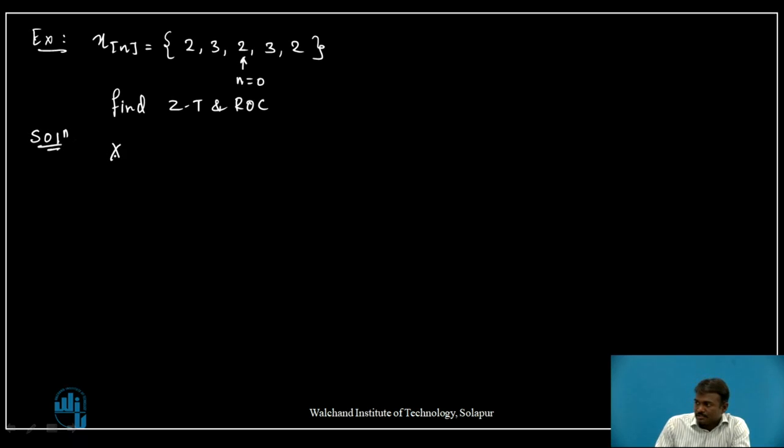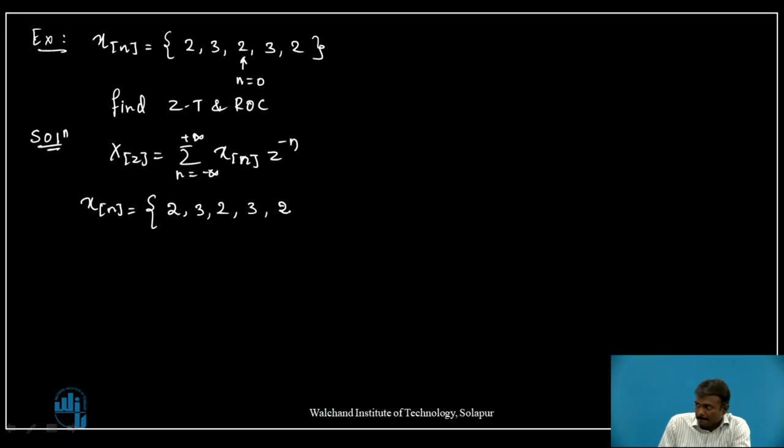So we know that X(z) is defined as summation n equal to minus infinity to plus infinity of x(n) z to the power minus n, where x(n) is a finite duration sequence and it is defined as x(n) is equal to 2, 3, 2, 3, 2, and the arrow mark is at the center value, that is n equal to 0. Now let us plot the graph for this finite duration sequence here. So 0, 1, 2.